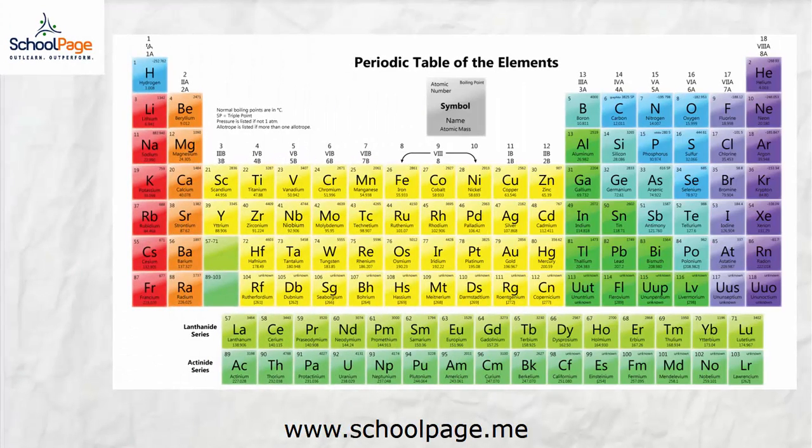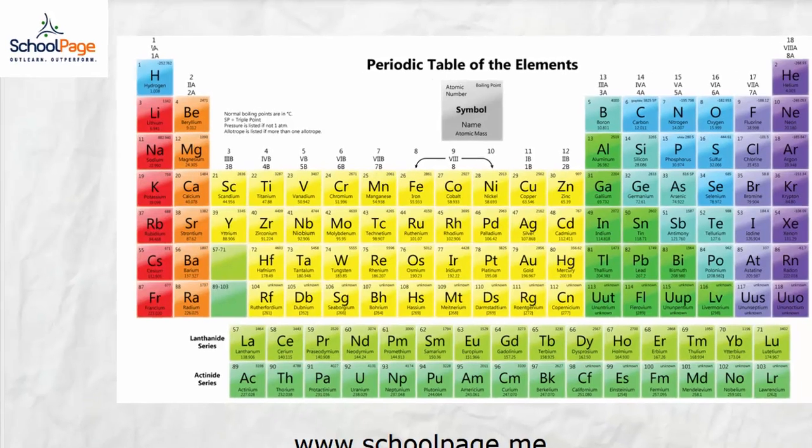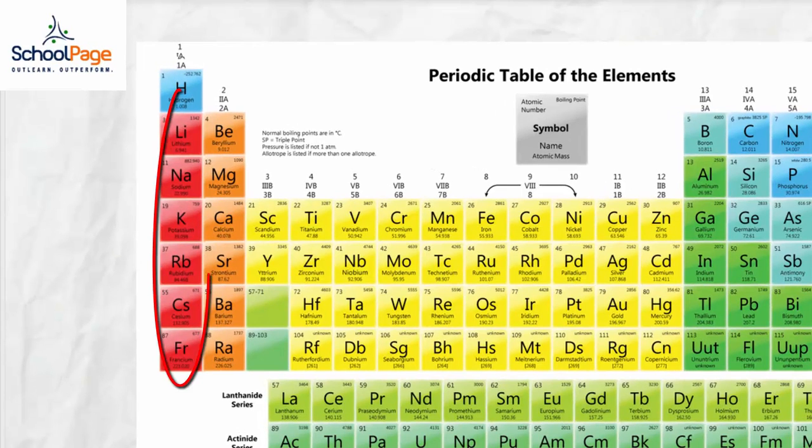Alkali metals. These are the group of elements which are present in the first group of the periodic table. As you can see, the elements in the red block starting from lithium to francium on the left hand side corner of the periodic table are nothing but the alkali metals.